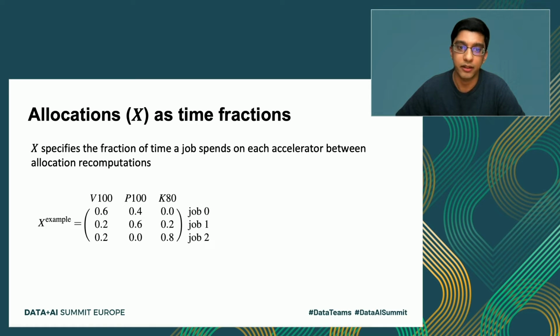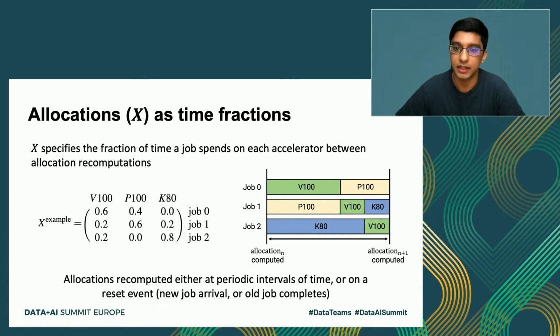You'll see that there are 3 different resource types, the V100, P100, and K80, as well as 3 different jobs. The first row of this matrix says that job 0 should be spending 60% of its time on the V100 and 40% of its time on the P100. We can visualize this in this diagram here, where we see the allocation between 2 recomputation events. These recomputation events can be the arrival of a new job or a departure of a job, or it can be just periodic intervals of time.